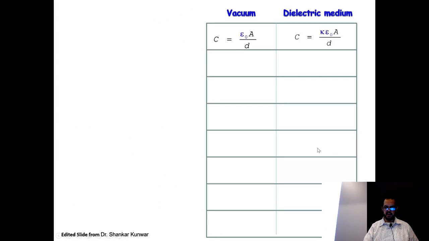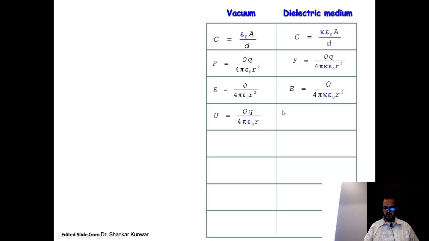So let's look at the equations. This is the capacitor, epsilon 0 A over D, it becomes kappa epsilon 0 A over D. This is Coulomb's law. It's Q1 Q2 divided by 4 pi epsilon 0 R squared. It becomes Q1 Q2 divided by 4 pi kappa epsilon 0 R squared. This is the electric field. We have seen this. Okay. This is the potential energy.